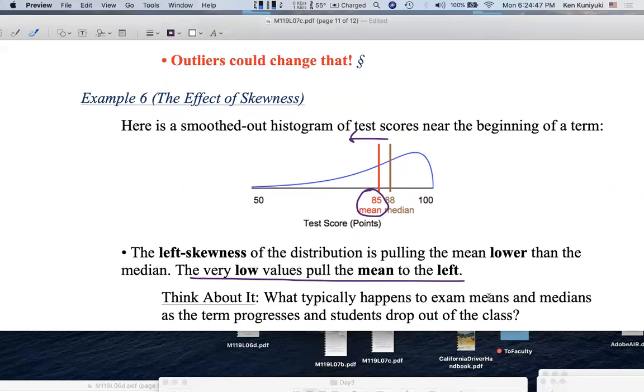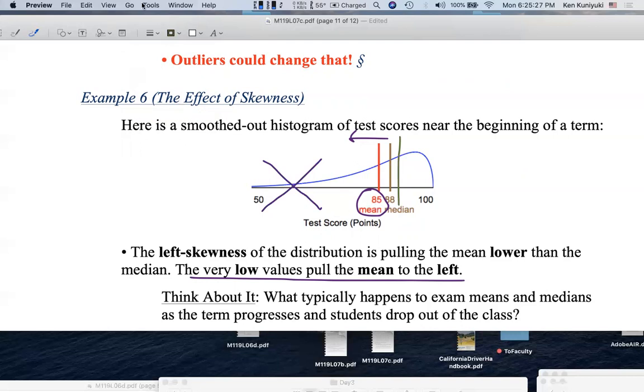Now I have a question for you. Think about it. What typically happens to exam means and medians as the term progresses and students drop out of the class? Again, some dark humor here. If I put a big X over here and allow these students to drop, what happens to the median and the mean? Well, the median should rise a bit. So the new median might be over here. I'll put this in green. The new median might be over here.